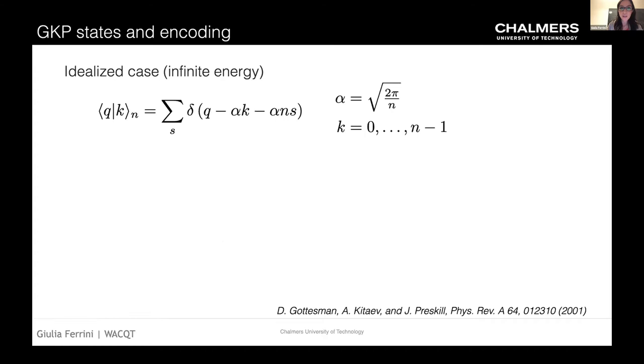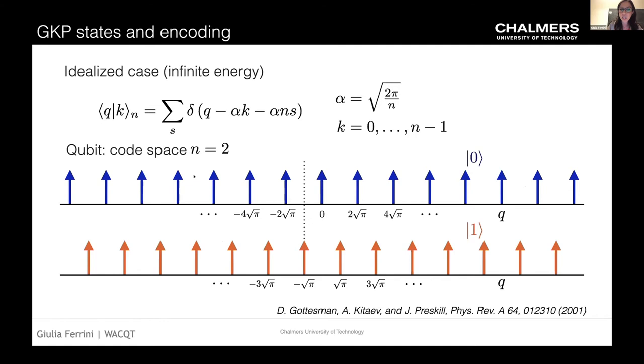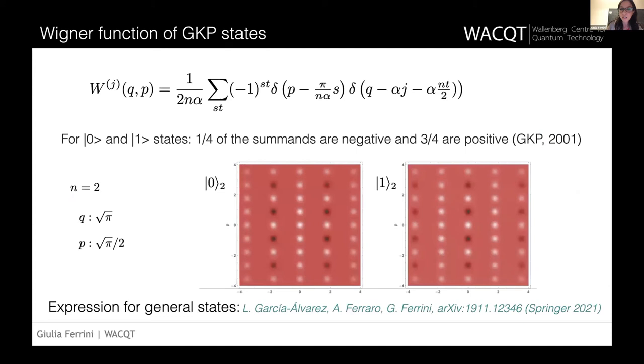So in the conference, we have heard a lot about the GKP states. Say that for a qubit, the zero logical state is this blue comb, and then the one logical state is this orange comb that is shifted by a multiple of square root of pi with respect to the first one. And then these are our input states. And as it was already stated in the original GKP paper in 2001, the Wigner function of the states is highly negative, characterized by delta peaks, basically. And then you have one-fourth of the delta peaks that are negative and one-fourth that are positive for the zero and one logical states. And then Laura has computed the Wigner function of general encoded GKP states in a proceeding of this conference paper. So we have our input state.